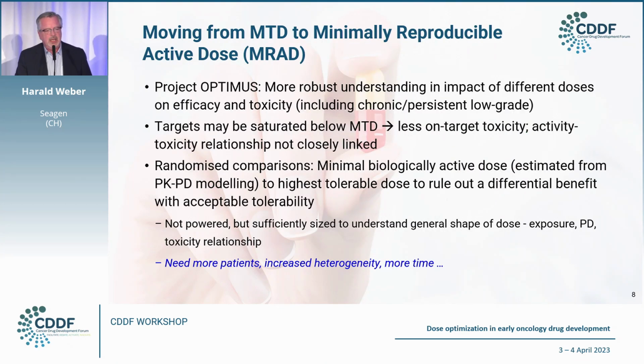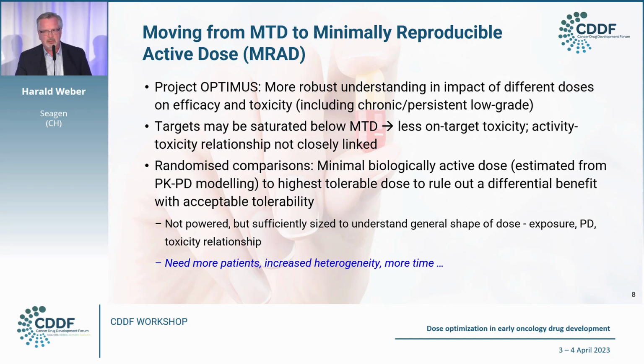So I think that the goal, the target, is essentially to move away from the MTD to something that some call the optimal biologic dose, others call the minimal reproducible active dose, so that, based on the totality of the evidence, we get a more robust understanding of the impact of different doses on efficacy and toxicity. And that includes the chronic and persistent collection of low-grade adverse events. The targets of these new molecules may be saturated far below the MTD. So there may be less on-target and less off-target toxicity as well.